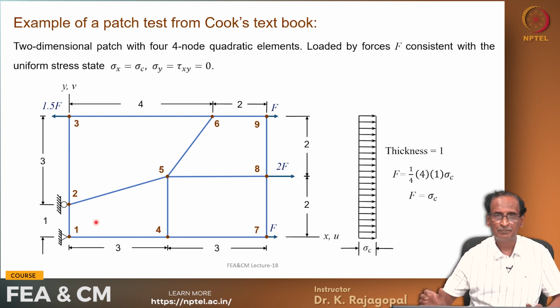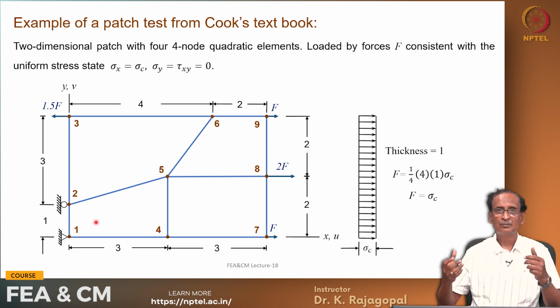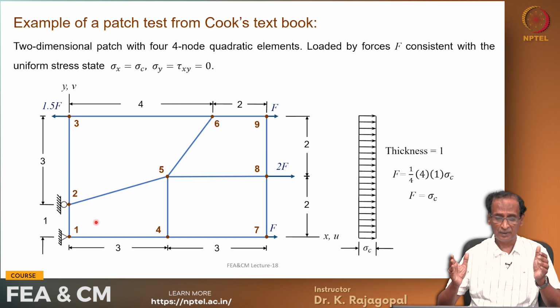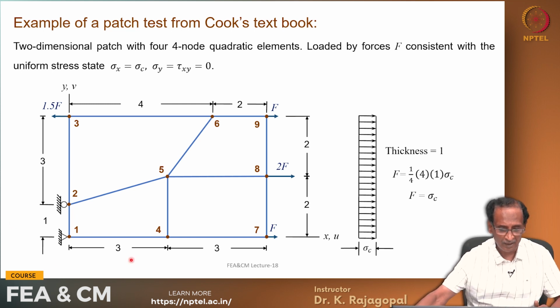So, when we take a patch of element, it should be an arbitrary patch of elements, and then we subject it to some loading and some boundary conditions, so that they represent the constant pressure state. And here I have taken a patch that is 6 units long and 4 units high, and then on the right hand side there is a pressure sigma c applied. Okay, on the left hand side also the same pressure is applied.